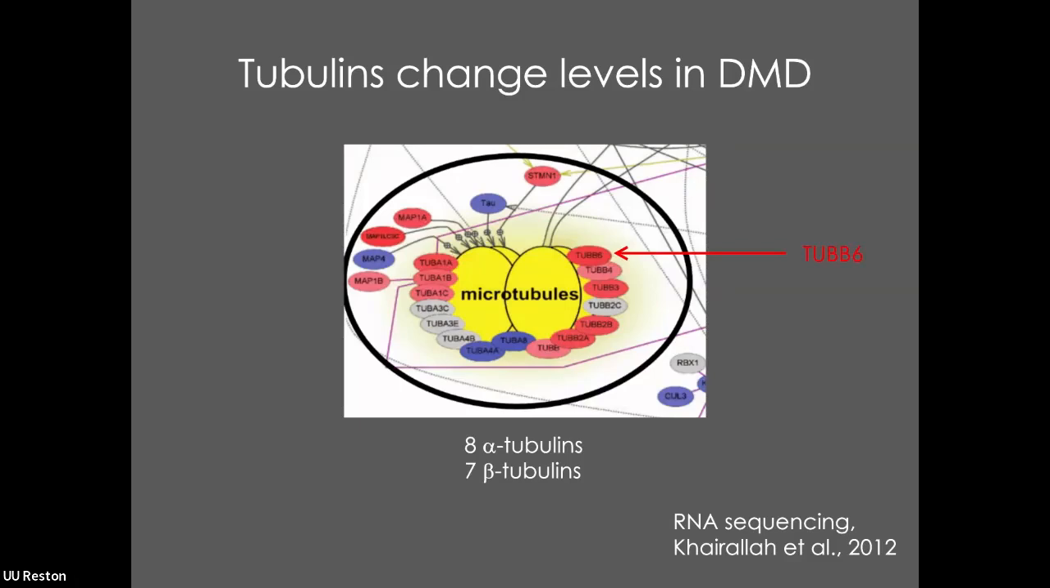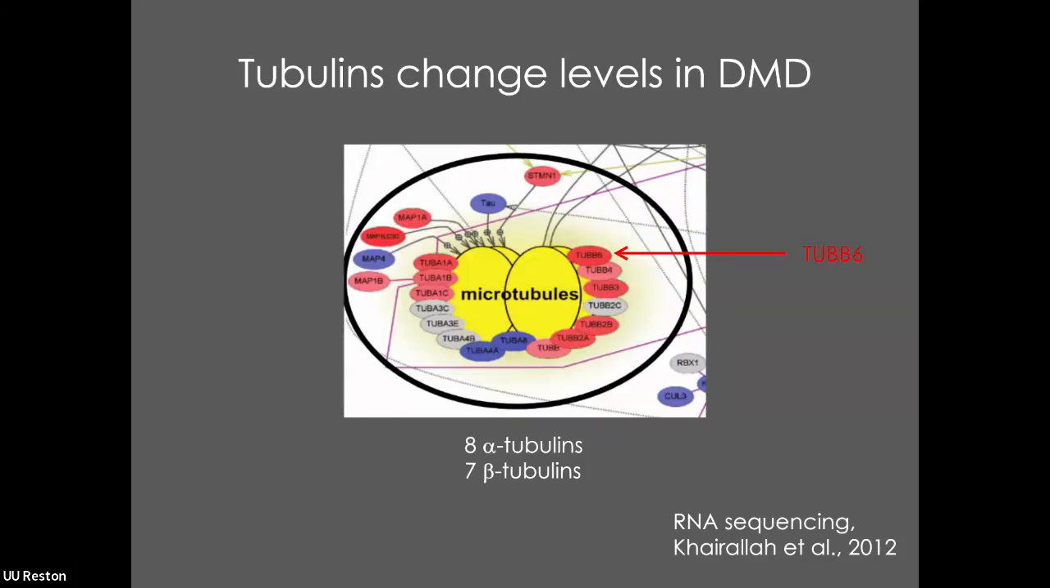Red shows genes or RNAs that are increased in the disease. Blue shows some that are decreased, and gray shows some that are not changed. So the alpha tubulins are not changed that much, but the beta tubulins, you can see that most of them are increased. And I have put an arrow towards the first one, which is TUBB6, because I had read about TUBB6, it has some features that I thought were very interesting in this context.